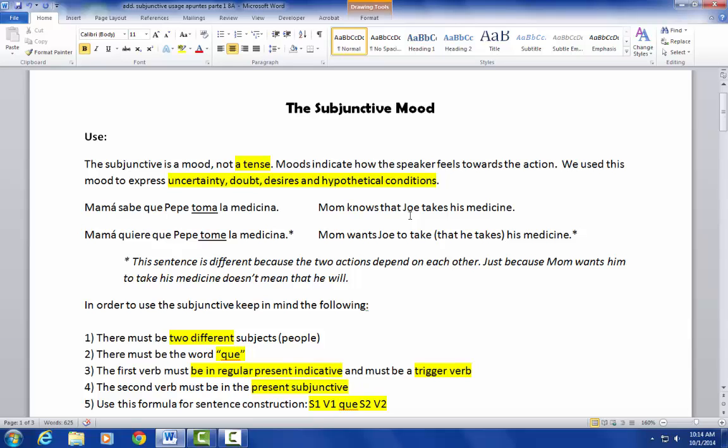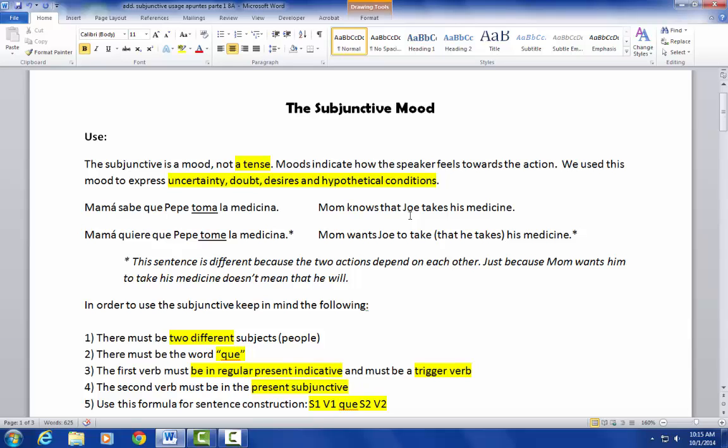So this sentence is different because the two actions depend on each other. Just because Mom wants him to take his medicine doesn't mean that he actually will. So there's a little bit of uncertainty there. There's a little bit of a doubt. We're showing Mom's desire for her son to do a specific action, but we don't know if he's actually going to do it or not. So to show this concept of uncertainty or doubt, we conjugate the verb into the subjunctive mood.